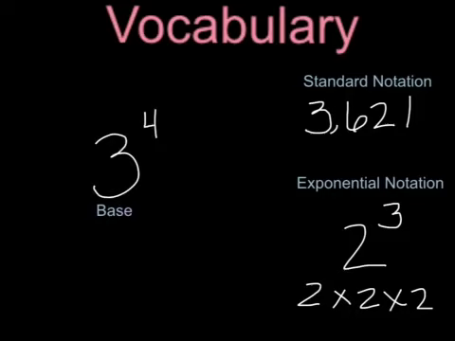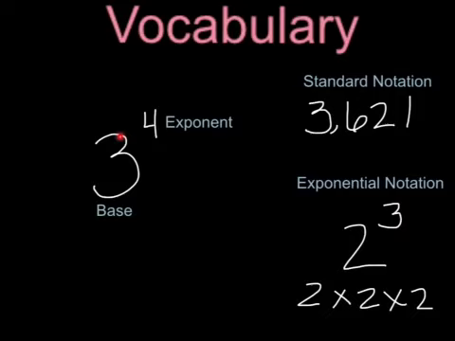Base. A number that is raised to a power. For example, in this one right here, the base is 3. Exponent. A small raised number used in exponential notation to tell how many times the base is used as a factor. For example, using this number again right here, in 3 to the power of 4, the base is 3 and the exponent is 4.